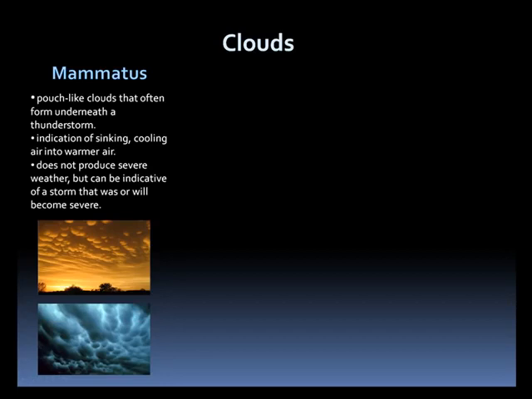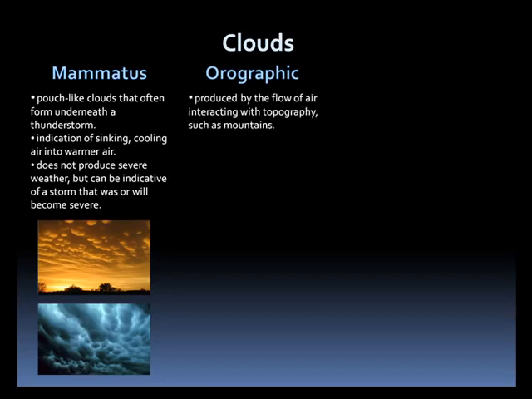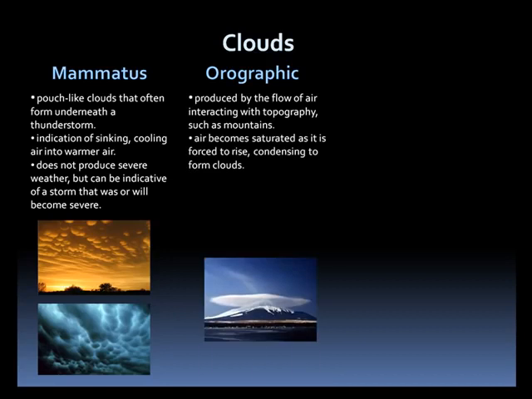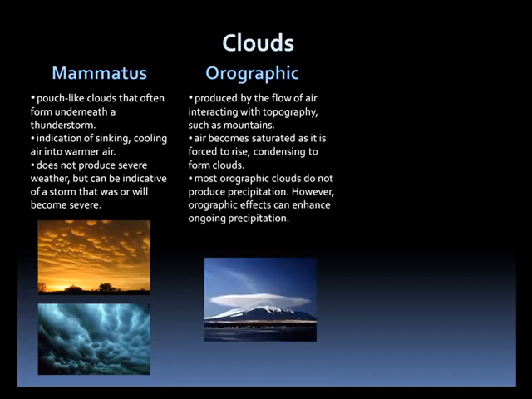They do not produce severe weather, but can indicate a storm that has or will become severe. Orographic clouds develop in response to the airflow interacting with mountains or other topography. The air becomes saturated as it is forced to rise, condensing into clouds. Most orographic clouds do not produce precipitation, but the orographic effects can enhance ongoing precipitation.